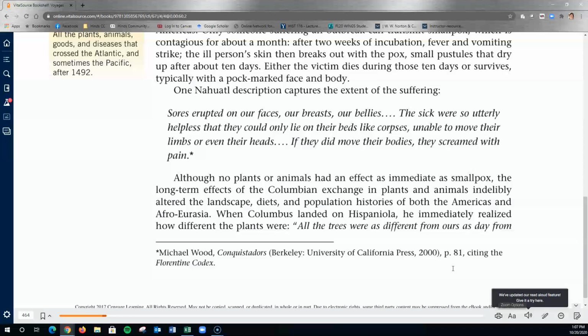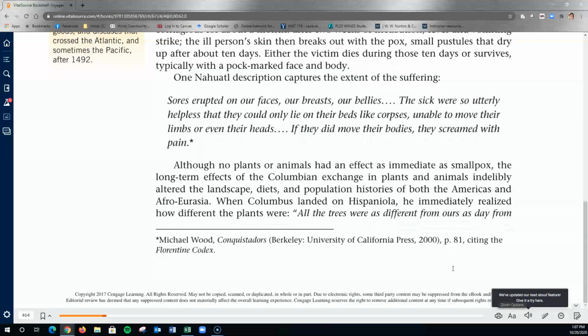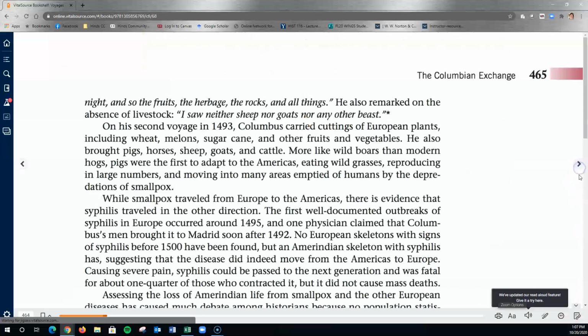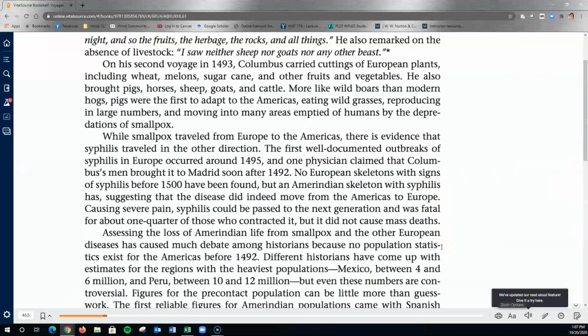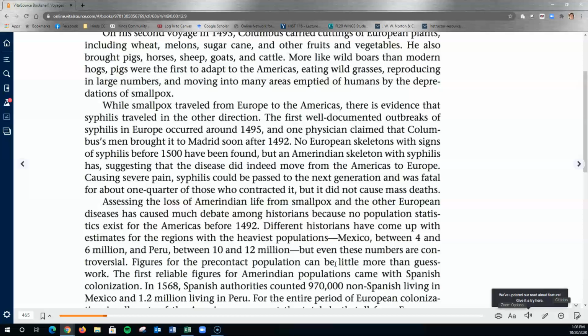Smallpox has a devastating effect on the Native American population. There are estimates that upwards of 80 to 90% of the Native American populations will be wiped out by smallpox. Okay. So we don't really know how virulent it was, but it is, like we said, very devastating. Different historians have come up with different numbers.